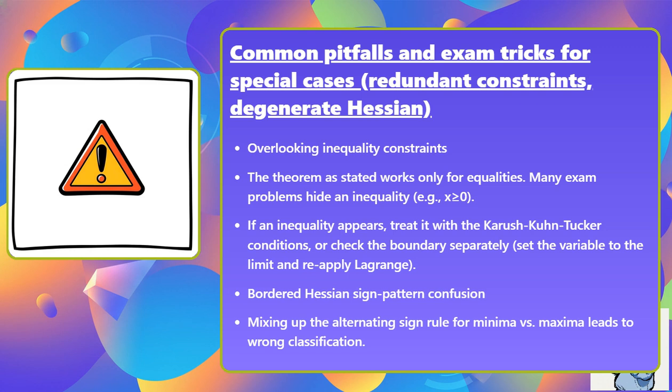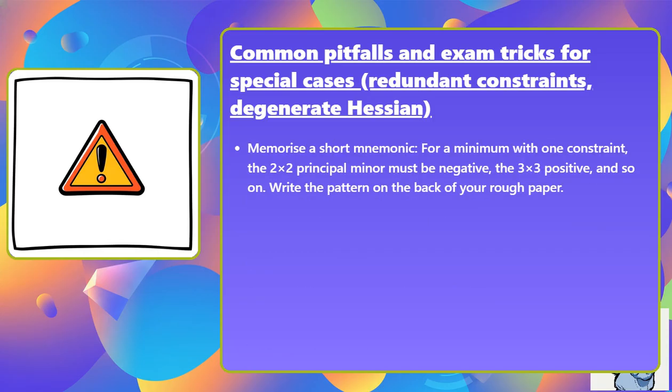Bordered Hessian sign pattern confusion. Mixing up the alternating sign rule for minima versus maxima leads to wrong classification. Memorize a short mnemonic. For a minimum with one constraint, the 2x2 principal minor must be negative, the 3x3 positive, and so on. Write the pattern on the back of your rough paper.